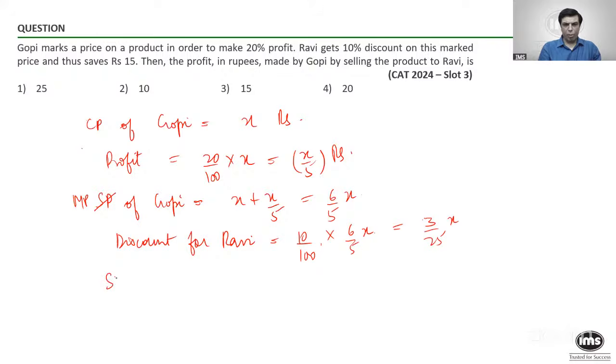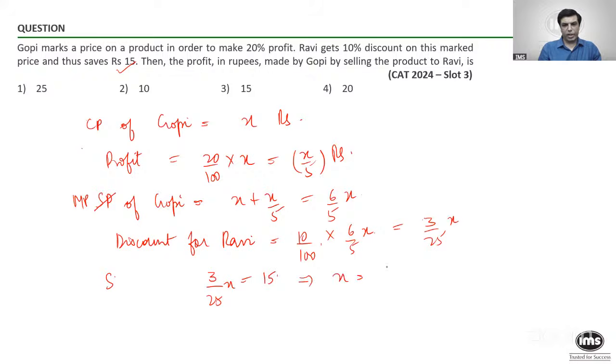Now before we get the selling price, you can see that a discount for Ravi is already given to us. It says Ravi gets 10% discount on this mark price and thus saves rupees 15. Now the saving of Ravi is nothing but the discount that he has got. So how much discount is he getting? He is getting 3 by 25x as his discount. This is already given to us, saving 15 rupees. So we can say that 3 by 25x is equal to 15 rupees.